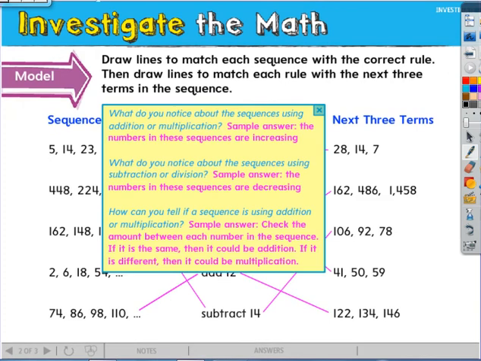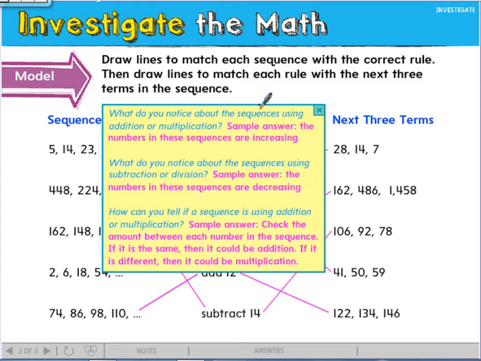All right. So we're going to look for a couple hints when we're looking at patterns. It says, what did you notice about the sequences using addition or multiplication? All right. Well, the numbers got larger, correct? Yeah. So if the numbers are going in ascending order, meaning they're increasing, they're getting bigger, that's ascending. Okay? When you go up a set of stairs, you ascend up the stairs. It's going to be addition or multiplication.